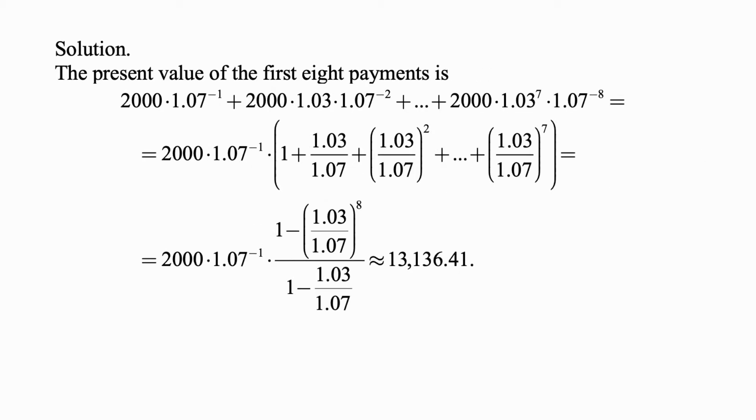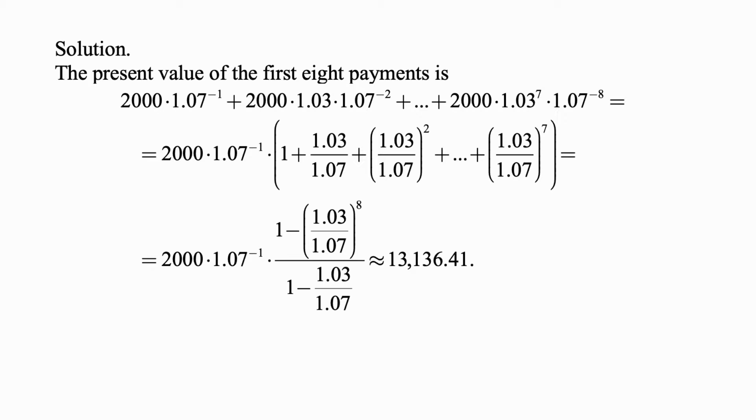Calculate L. This is the amount of the loan. And here is the solution. So the amount of the loan will be simply the present value of all the payments that are made to repay it. The present value of the first 8 payments is 2,000 times 1.07 to -1, so discounted at 7% for 1 year. Then 2,000 times 1.03 times 1.07 to -2, and so on, through 2,000 times 1.03 to the 7th times 1.07 to the -8. That's the first 8 payments.